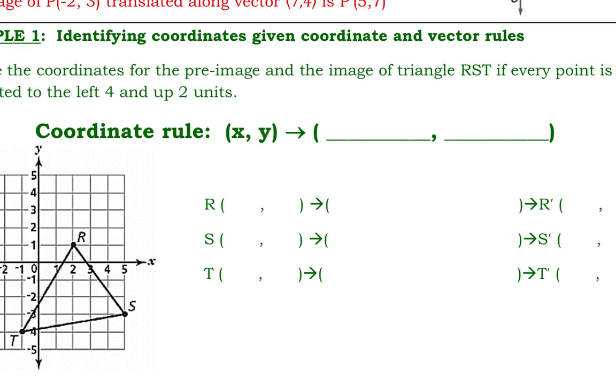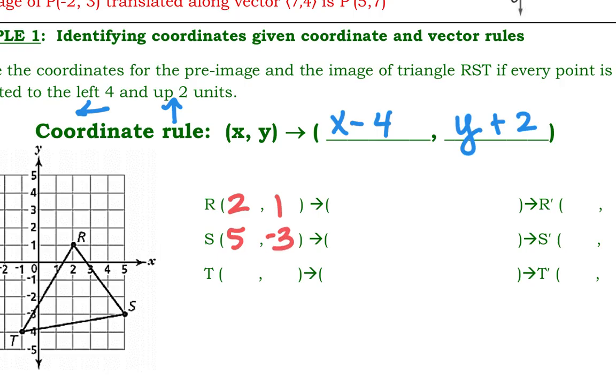So here it says, given that the coordinates for the pre-image and the image of the triangle are as such, if every point is translated to the left 4 units and then up 2 units. So if I'm going left 4 units, am I adding or subtracting if I'm going left? Subtracting. So that's x minus 4. And if you're going up, are you adding or subtracting? Adding. So it'll be y plus 2. All right, so if I get the original coordinates, R is at 2, 1. S is at 5, negative 3. And T is located at negative 1, negative 4.